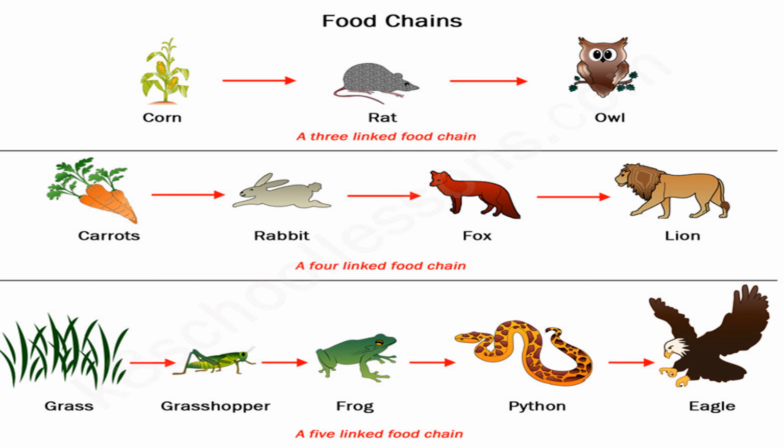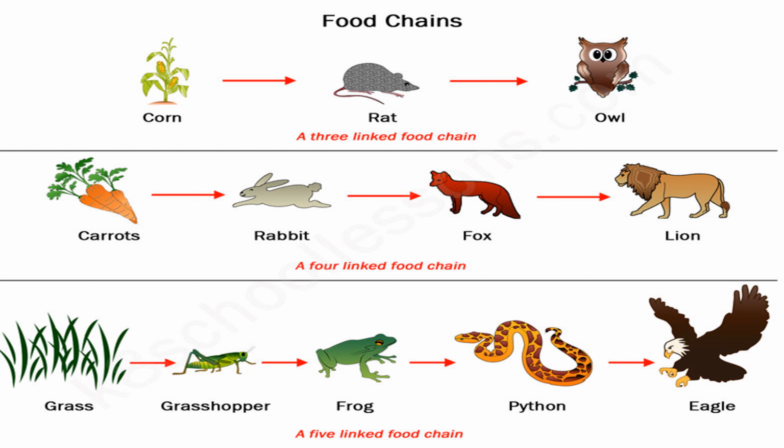And 5 links is grass, which is the producer, eaten by grasshopper, the primary consumer. Then that is eaten by frog, the secondary consumer. Frog is eaten by the python, the tertiary consumer, and python is eaten by the eagle, that is the predator, right? Understood? Is it clear to everyone?